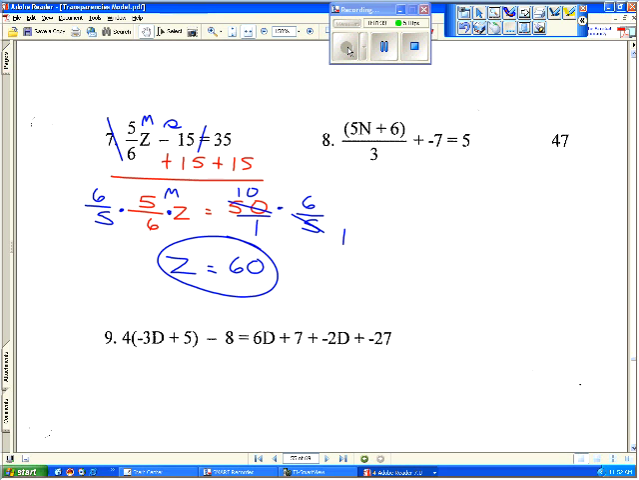Number 8. Number 8, we have parenthesis, division, and addition. Parenthesis, division, addition. Can we do anything to simplify?